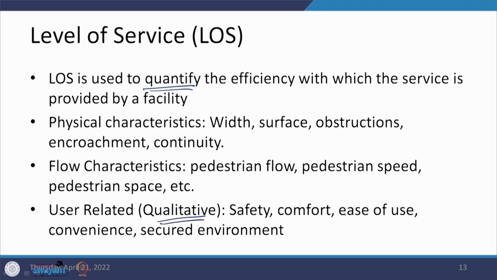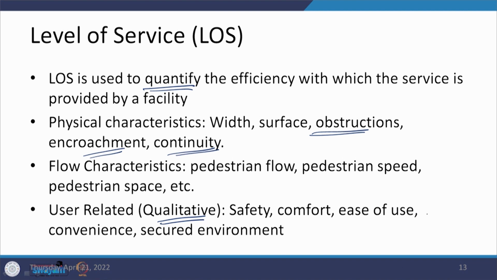Now, when we are talking about the quantities, those quantities can be in terms of the width of the facility, it can be in terms of the number of obstructions which are going to be there on the path which is being marked for the movement of pedestrians. So, that can be in terms of an encroachment from the side, or the continuity or discontinuity of a facility which is being provided, and we talked about it, that if there is a problem with it, then people are not going to utilize it.